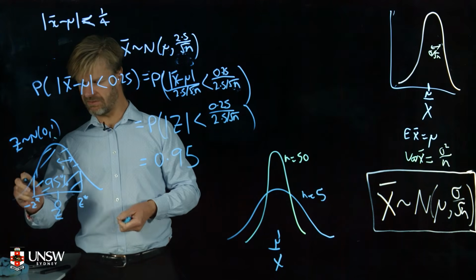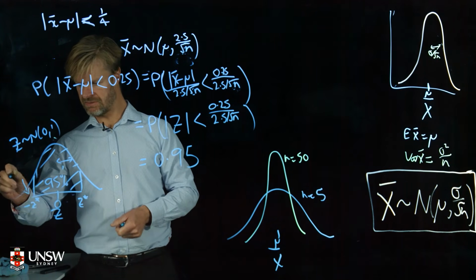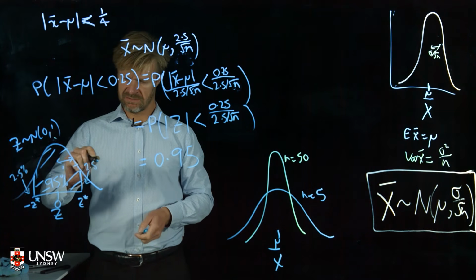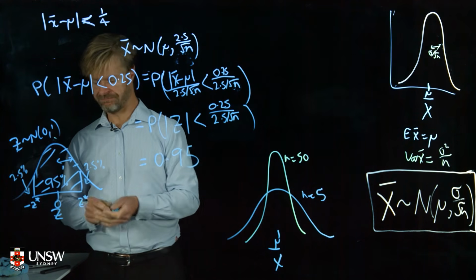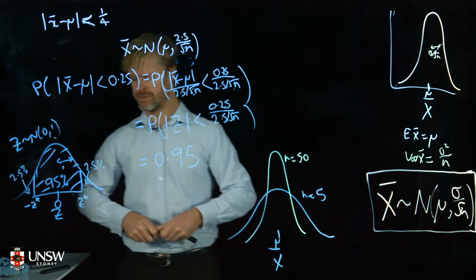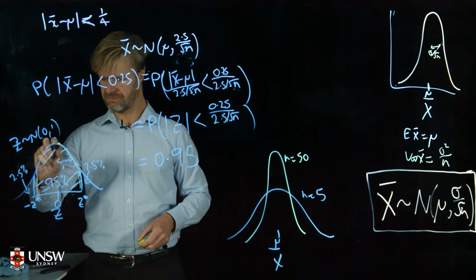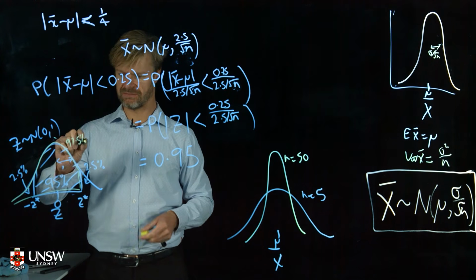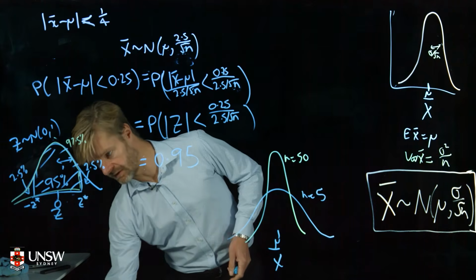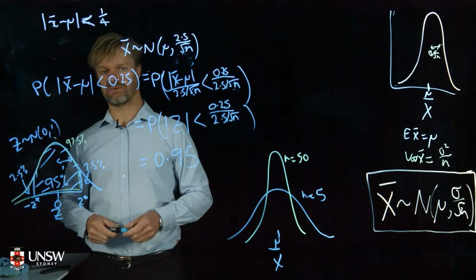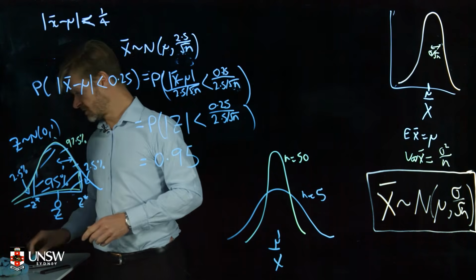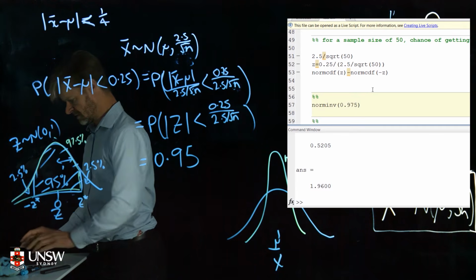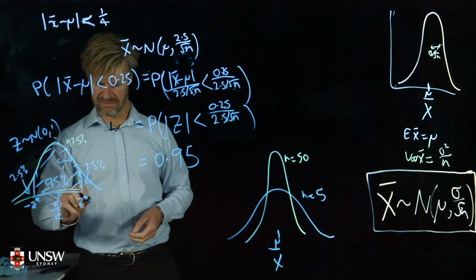Now, if it's 95% in the middle, and this thing's symmetric about 0, it's 2.5% off each end. The area to the left is going to be 97.5%. So we want to find a value Z so that 97.5% is the chance of getting less than it. Norm inv 0.975. The answer ends up being 1.96.